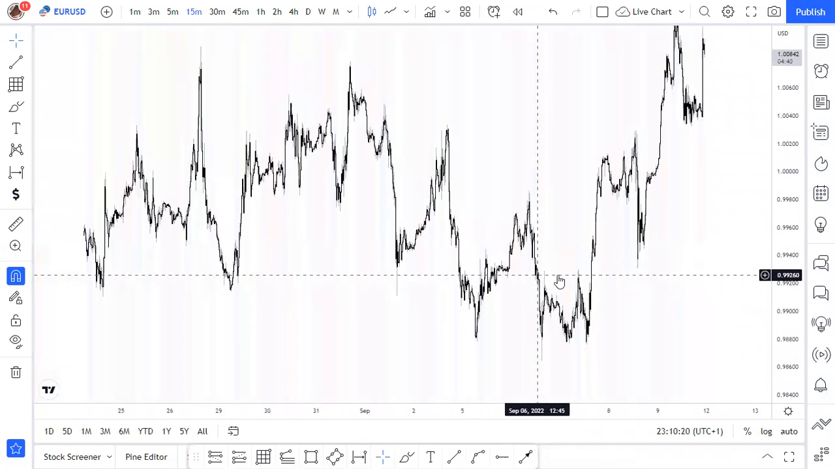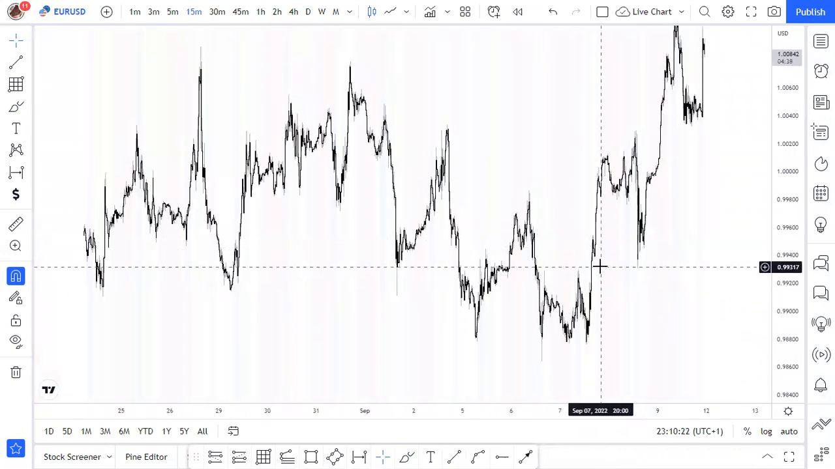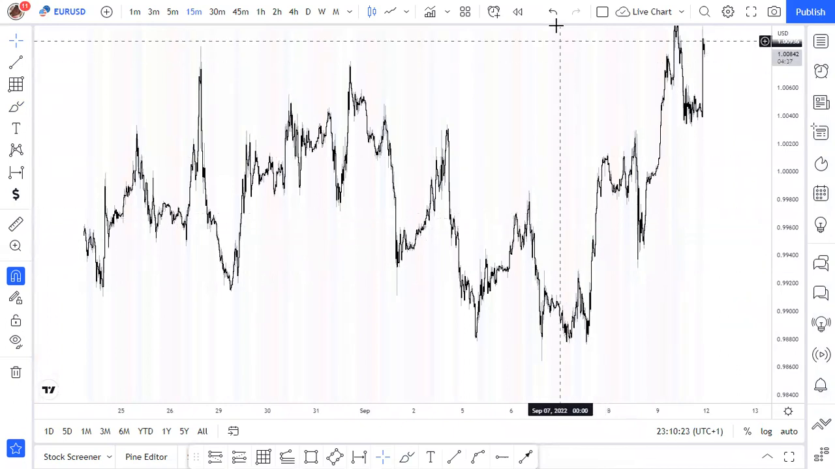My network is somehow bad, so it's somehow lagging, stuff like that.